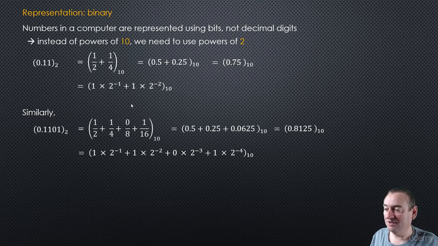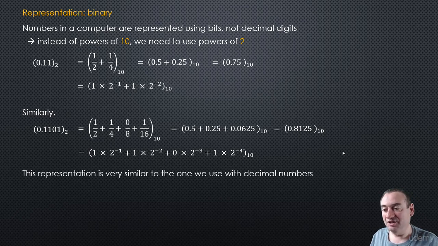You'll notice all our digits are either zeros or ones, and these denominators here are powers of 2. And again, the exponents become increasingly negative as we move from left to right after the decimal point. So this representation is very similar to the one we had with decimal numbers, except we're just representing a number using base 2.